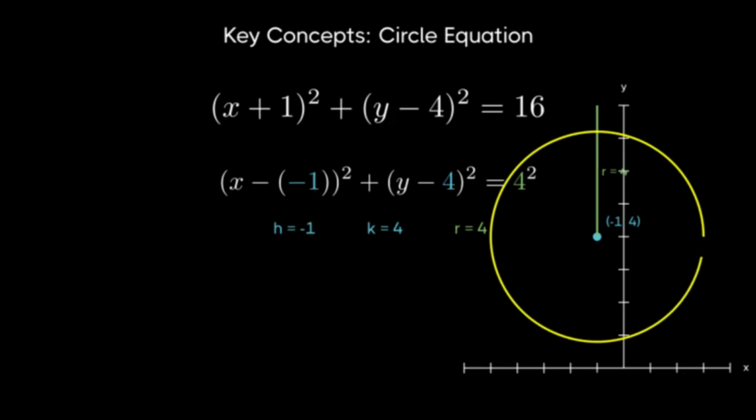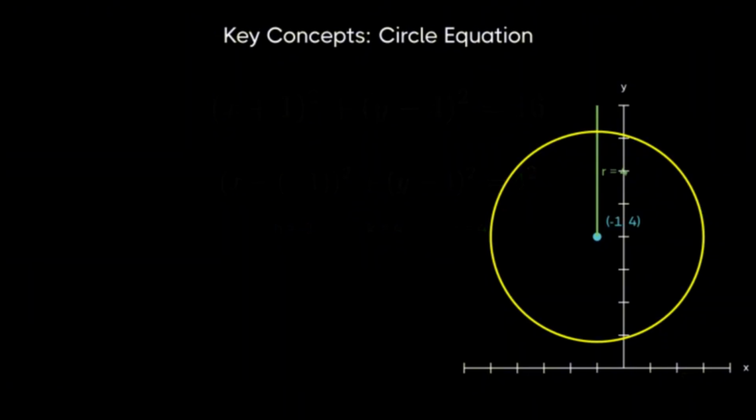Every point on this yellow curve is exactly 4 units away from the center at (−1, 4). This is the geometric representation of our equation (x + 1)² + (y − 4)² = 16. As we can see, the circle equation provides us with all the information we need to uniquely determine a circle in the coordinate plane. By identifying the center coordinates and radius from the equation, we can visualize and work with circles in analytical geometry.